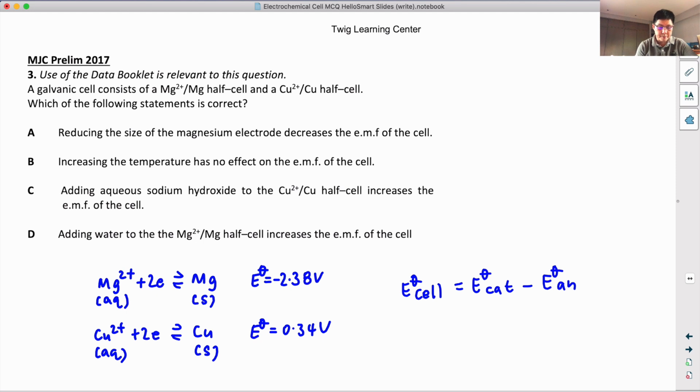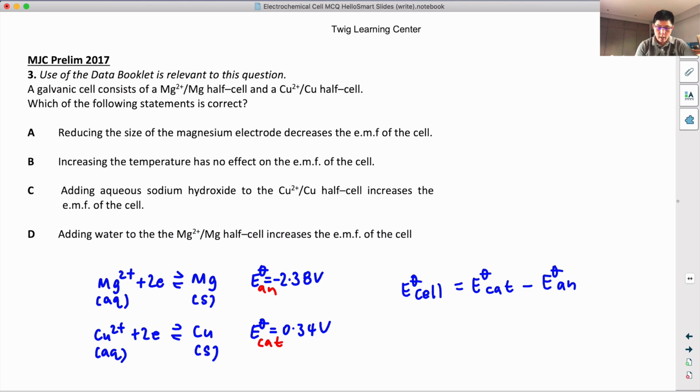Okay, question 3. There's a galvanic cell which consists of Mg2+/Mg and Cu2+/Cu. Which of the following statements is correct? I've written down the half equations over here. The more positive one is the cathode and the more negative one is the anode.